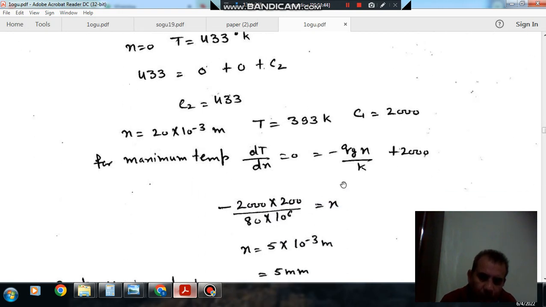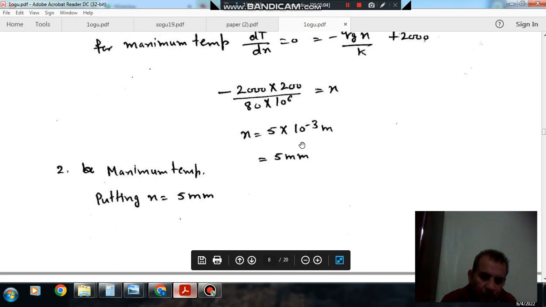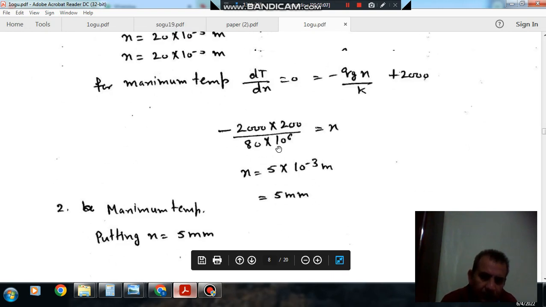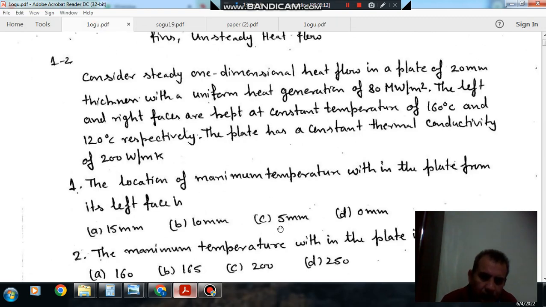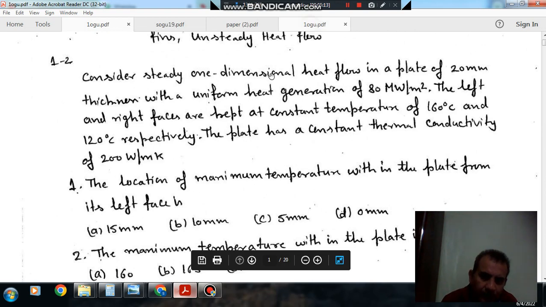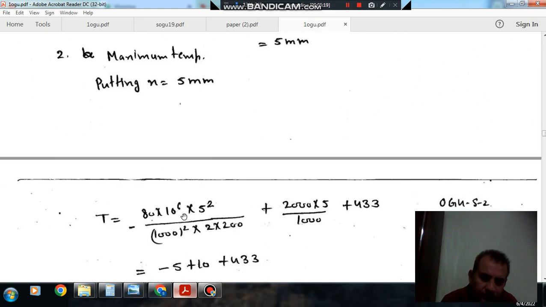So by putting the values of qg and k, we can find x. So x is 5 into 10 power minus 3 meter, or 5 mm. At x equal to 5 mm, the maximum temperature exists. So the answer to question number 1 is C.